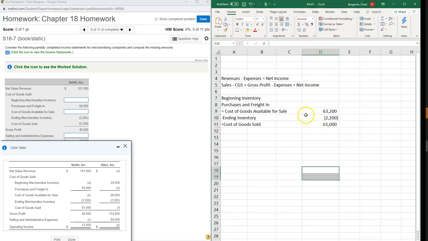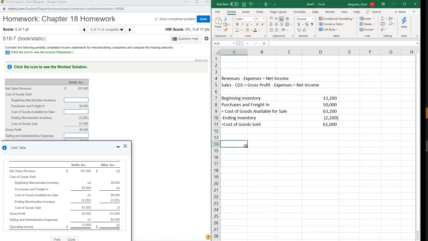All right, so working up still. I am given purchases. Purchases is given as 50,000. So at this point, what I know is beginning inventory plus 50,000 gives me this. So I can solve because I know this number plus 50,000 equals 63,200. So I can say 63,200 minus 50,000. All right, so this plus this gives me this. All right, let's say you can't just look at it and figure it out that way.